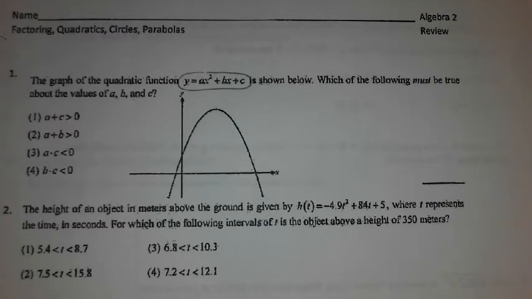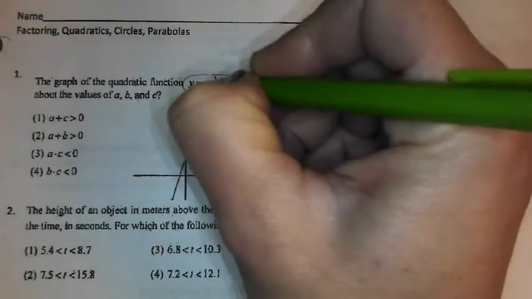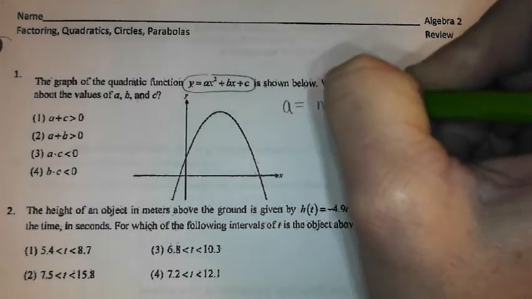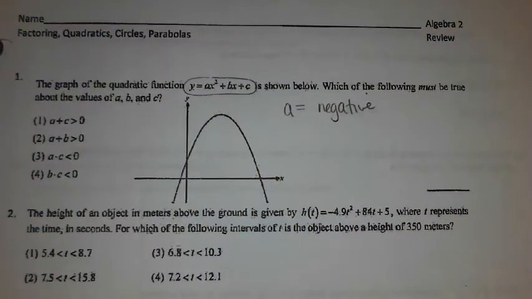Because it's opening down, exactly. When something opens down, the A value is negative. So we know A is negative. What do we do with B? What's that? Right, negative B over 2A would give us the vertex.